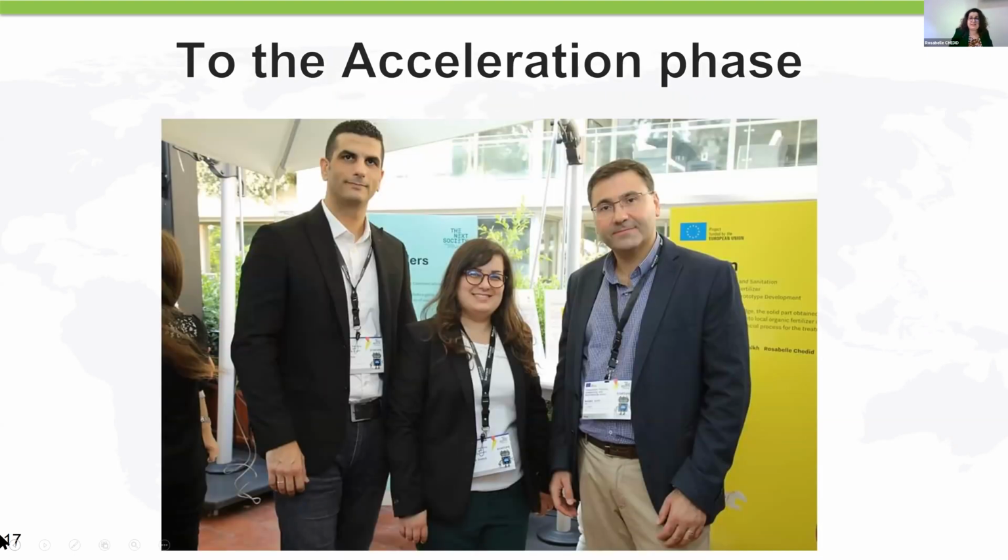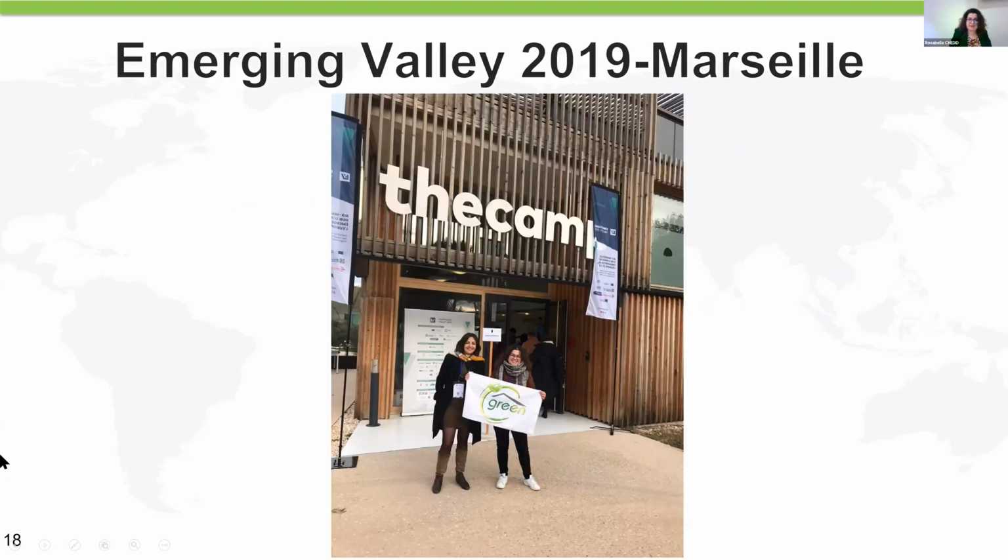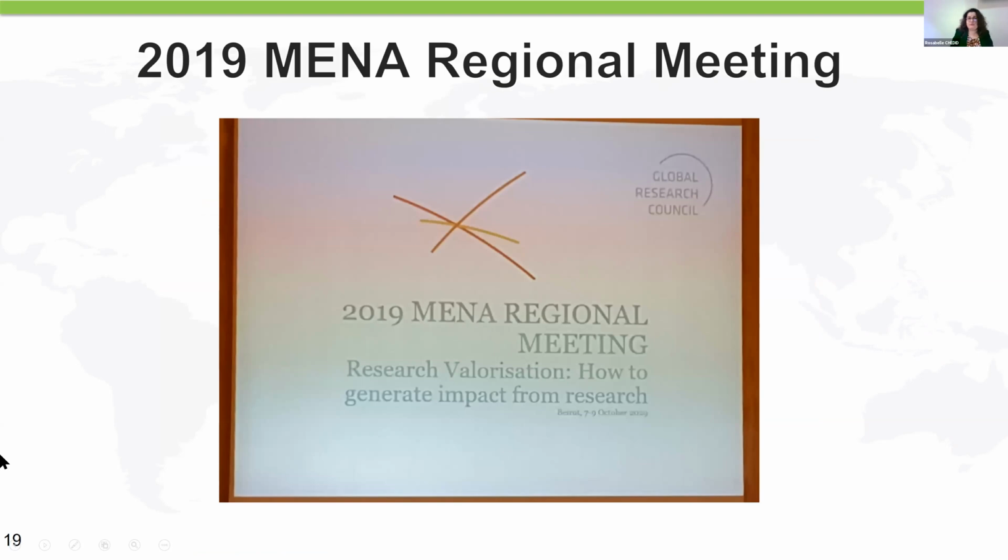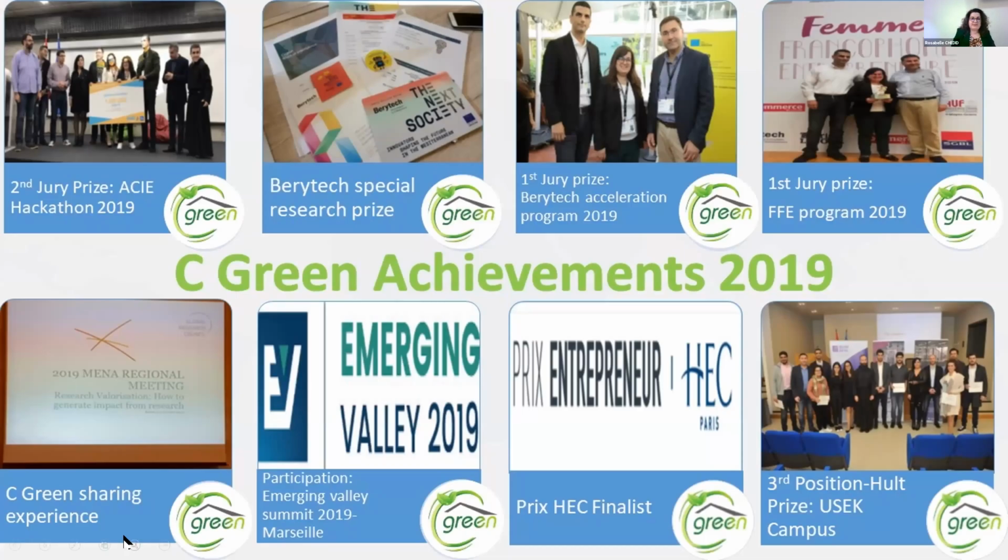At the end of the acceleration phase, we pitched our project in front of a national and international jury, and we were able to get the jury prize. This is why we represented Lebanon at Emerging Valley 2019 in France in December. We were also invited to the MENA regional meeting, which was dedicated to highlighting the research field and the role of women in entrepreneurship. During 2019, because of the support of the Beritech team, who for us are more than friends, we reached the end of the acceleration phase.